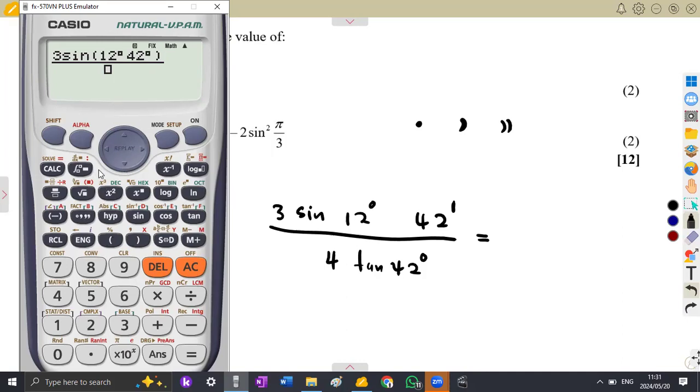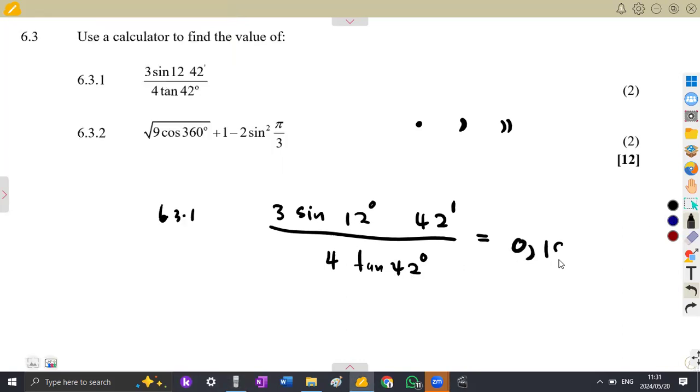All right, let's say there was another value in seconds. Then this one is 4 tan 42 degrees. For this one, there's no need for you to even indicate degree and minute, just 42 as it is. The calculator already knows that this is in degrees, unless you want to put that, it does not affect. All right, so this is it. We're going to obtain 0.83.